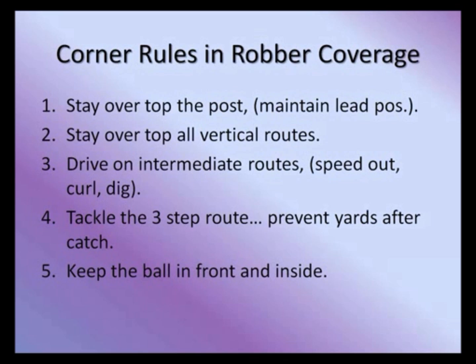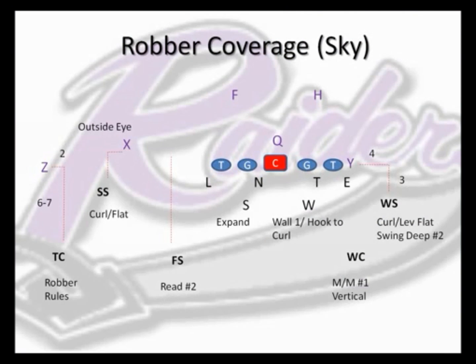The robber rules for the corners would be to drive on it. Try to get a good break on the ball and get a catcher's mitt in there to break up the pass. If we were to get a 3-step route, number 4, the corners have to be solid on tackling the receiver after he makes the catch. And then 5, on any type of run, they're responsible to keep the ball in front and inside. So I think those are 5 important coaching points for our corners, and obviously would determine who would be first team and who would be second team, starting with 1 and working down to 5.